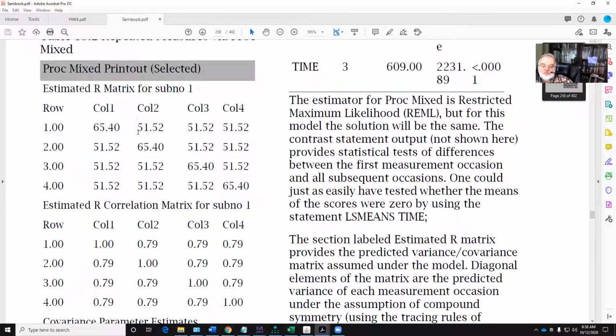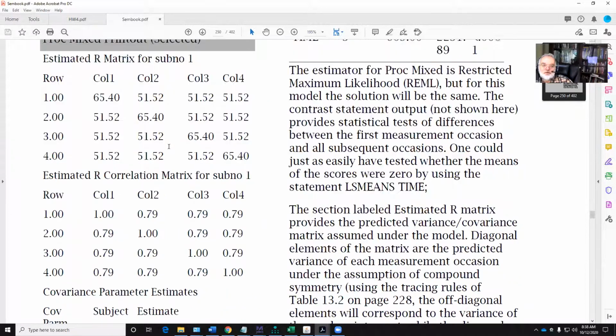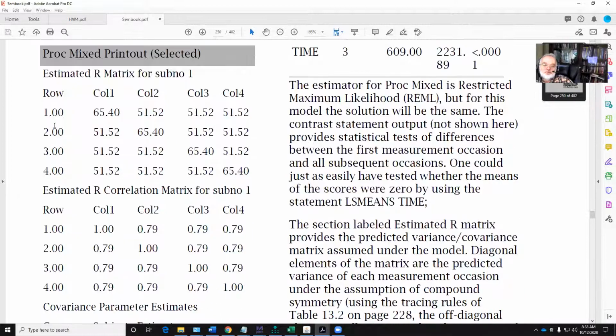Out of proc mixed, or out of any HLM software that you have, notice that you're going to get an estimated correlation matrix, covariance matrix for the subject effect. Well, what are these numbers? Well, these numbers represent compound symmetry. That is, this is the estimated variance of time 1, time 2, time 3, time 4, and the covariances are all the same number.